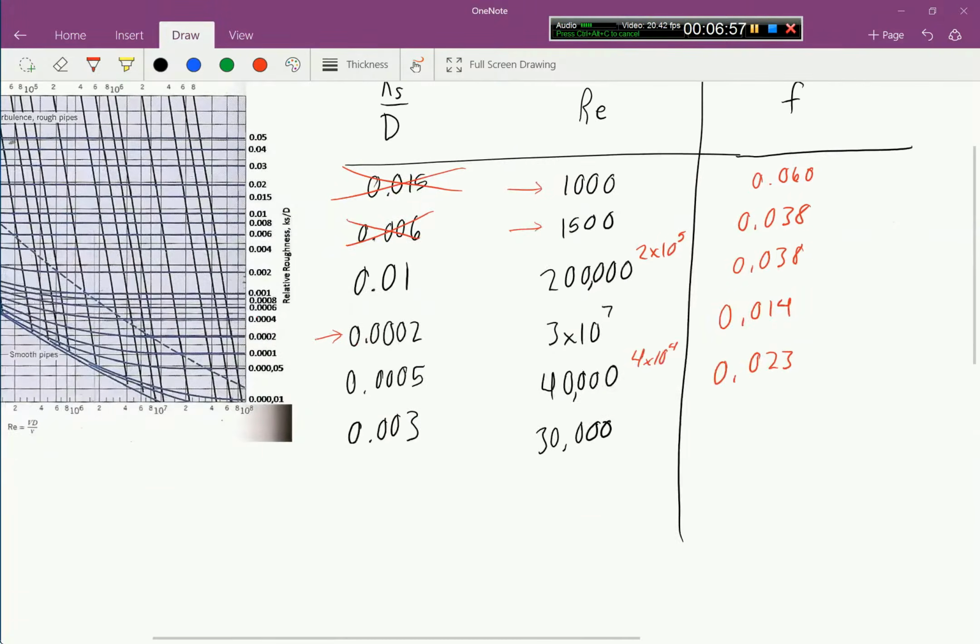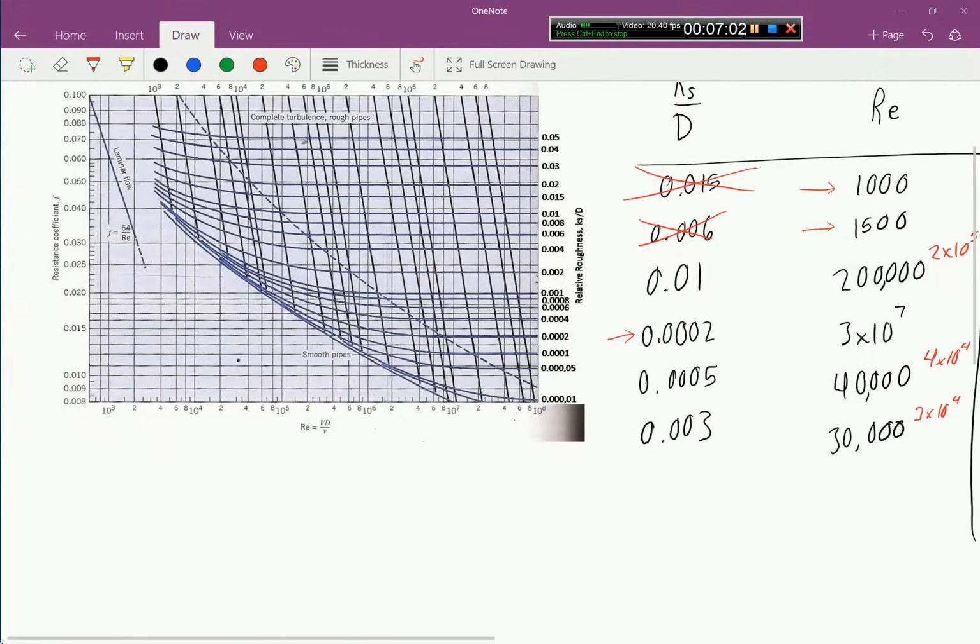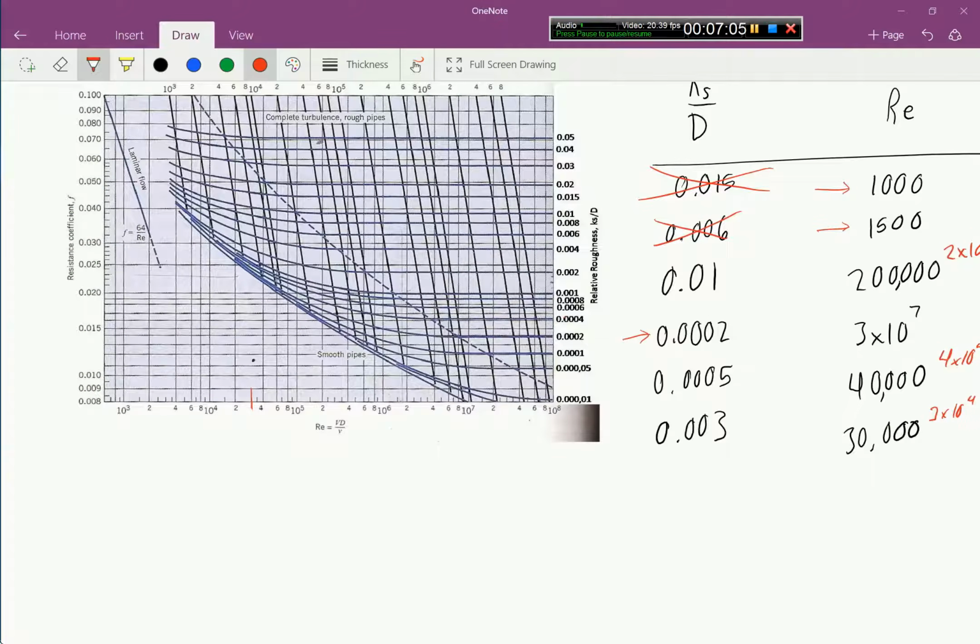And for the final example, we have 3 times 10 to the 4th for our Reynolds number, which is right here. As you can see, this right here is 3 times 10 to the 4th. This tick mark here means this one right here is going to be 3.5 times 10 to the 4th. This is a logarithmic scale, so this 3 is not actually right in the middle of the 2 and the 4. So it's just something to note when you're reading these scales.